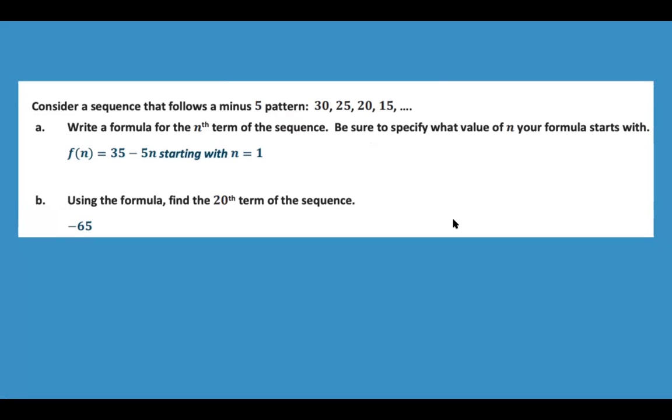So if we plug 20 into that equation, we would get a negative number because, again, if it keeps getting smaller, we would go past 0 and into the negatives. You would actually get negative 65. Good job if you got that one.